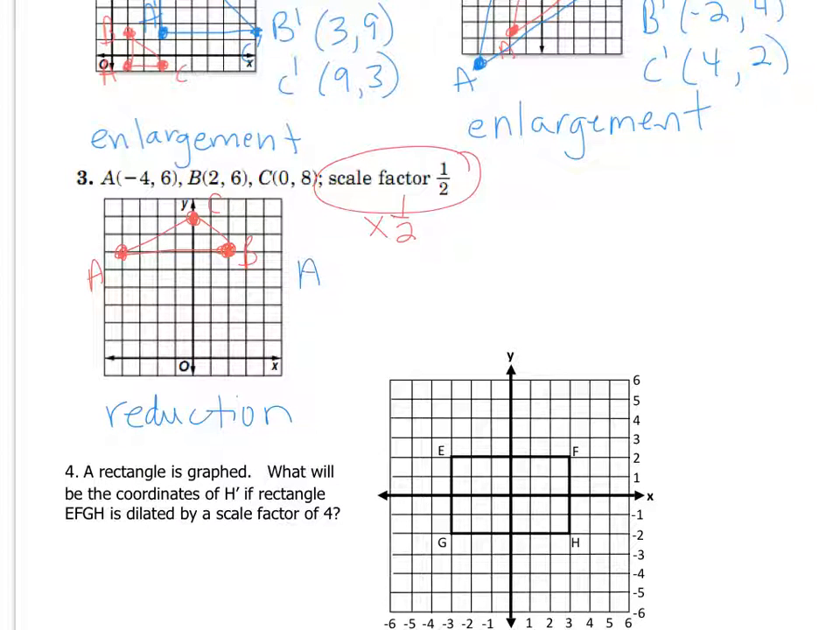So 1/2 of -4 is -2, and 1/2 of 6 is 3. 1/2 of 2 is 1, 1/2 of 6 is 3. And for C prime, 1/2 of 0 is 0, and 1/2 of 8 is 4. And I will plot those. There's A prime, and B prime, and C prime.